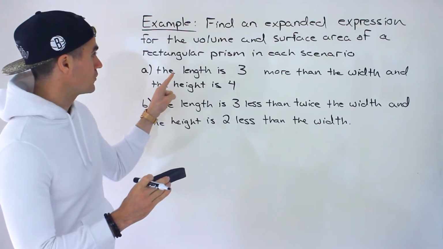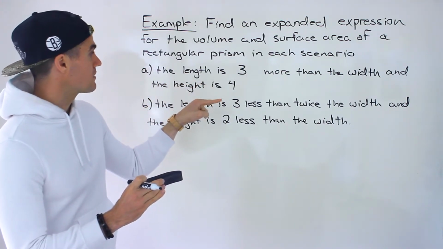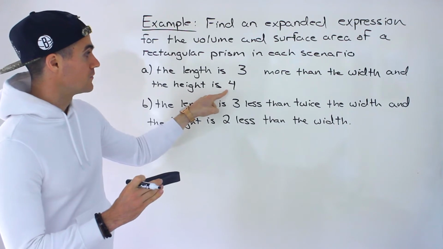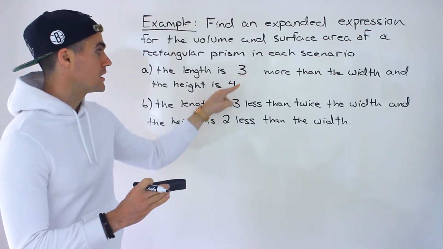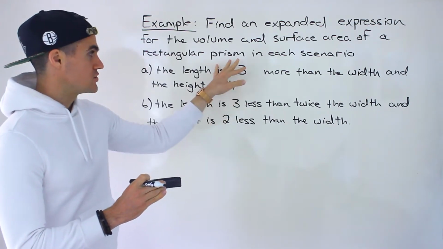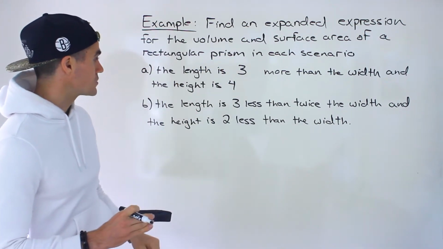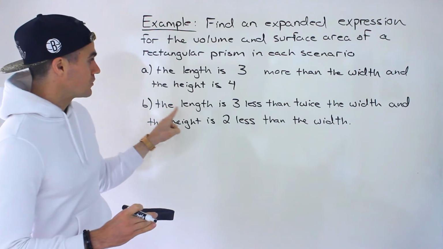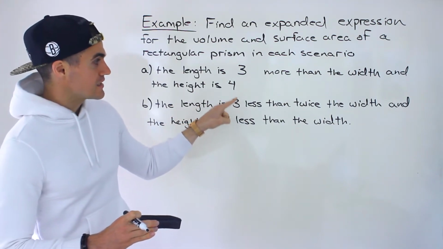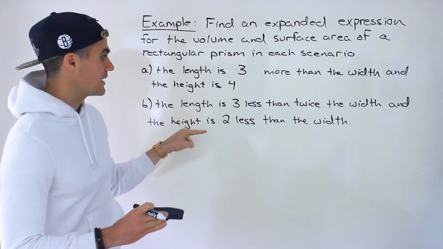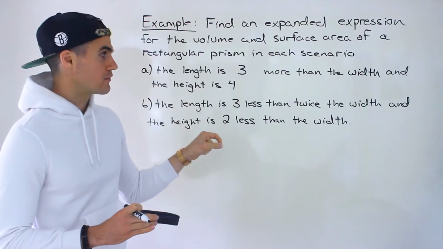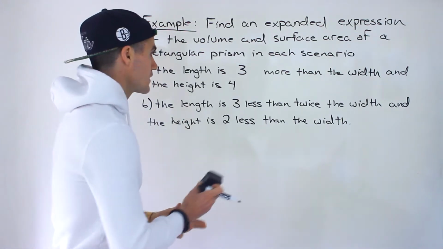So in part A, we're told the length is 3 more than the width and the height is 4. And these could be any units, whether they're meters or centimeters. I just kept these unitless, so just as abstract numbers. And then in part B, we're told the length is 3 less than twice the width, and the height is 2 less than the width. So two different scenarios here.